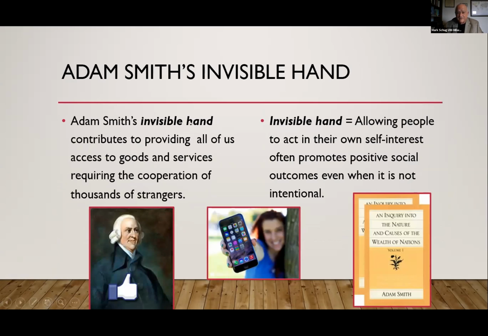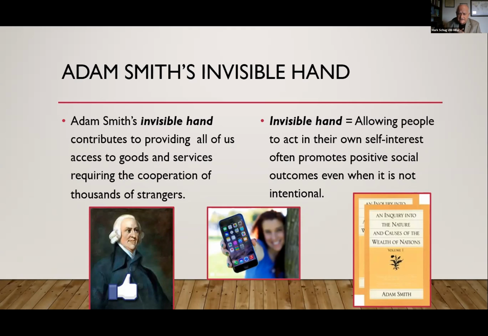And in fact, we have a name for this, and it's called the invisible hand. Adam Smith wrote about how the invisible hand contributes to providing all of us access to goods and services requiring the cooperation of others. Smith wrote about this a lot, this invisible hand sort of guiding us. The profit motive and supply and demand sort of groove us in a direction to be productive to others. And that results in good things. Allowing people to act in their own self-interest often promotes positive outcomes.